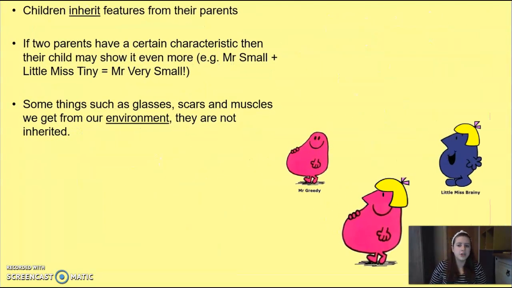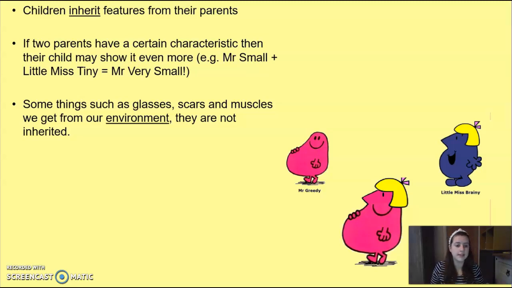Okay, so children inherit features from their parents, okay? And I'm sure if you looked at your parents, you would spot some things that you've got in similar characteristics with both of them, either of them. So if two parents have a certain characteristic, then their child may show it even more, which is what we got with the character we just looked at. We had Mr. Small and Little Miss Tiny. So the character was definitely going to be tiny because they were both small parents, okay?